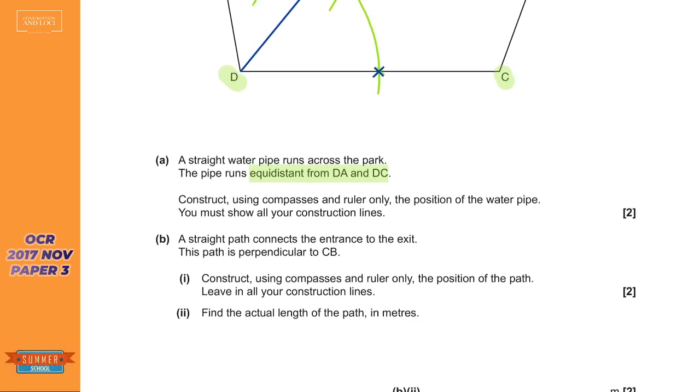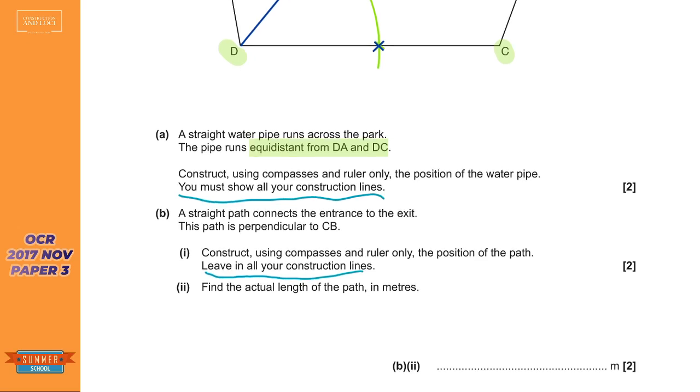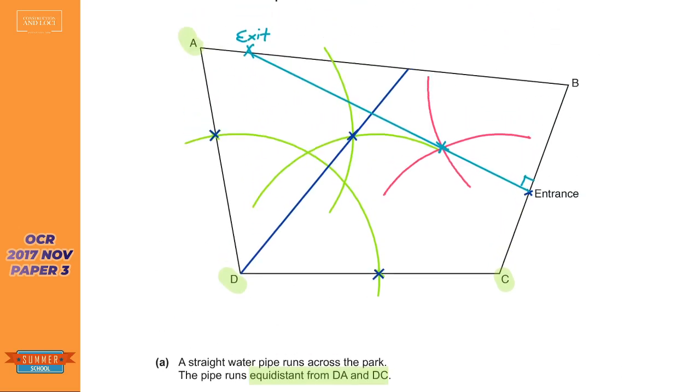Okay, and it says leave all your construction lines on both of these questions. Okay, just to remind you. Last part says find the actual length of the path in meters.